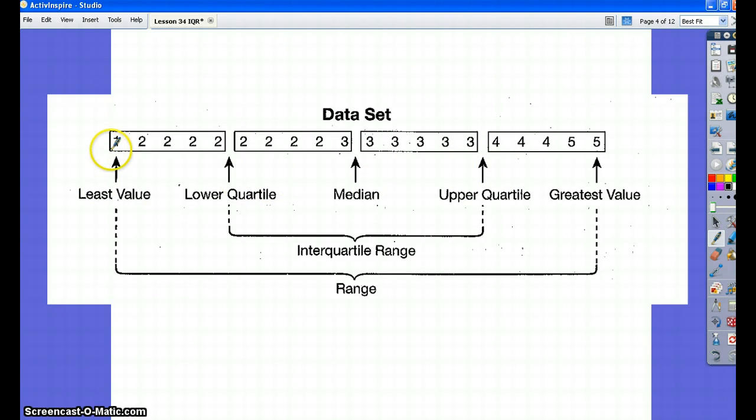Obviously, this is your least value, the smallest number. Your greatest value is the largest number. The range is the difference between the least value and the greatest value. So the range in this case would be 4, because that equals 5 minus 1.